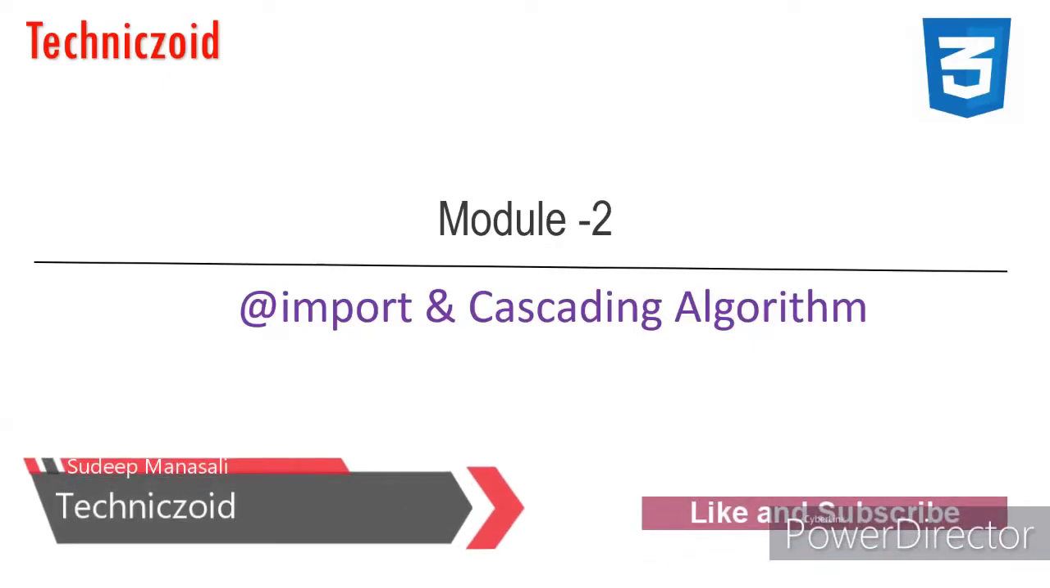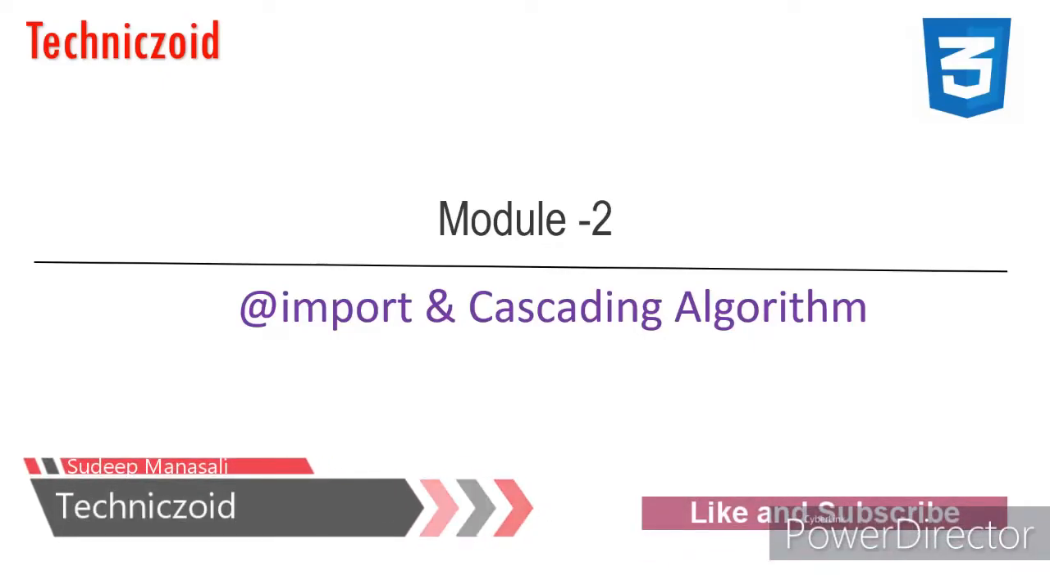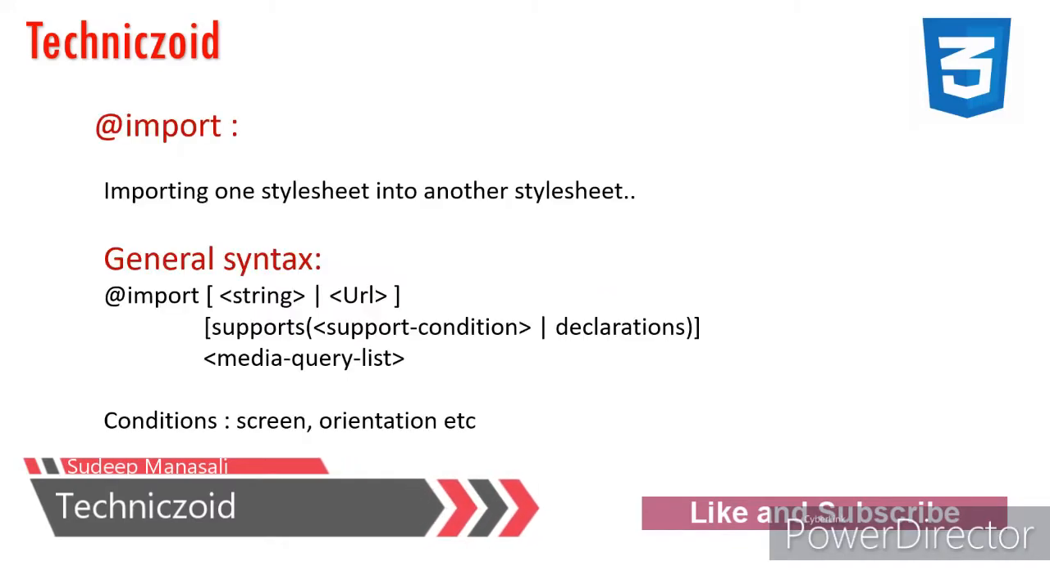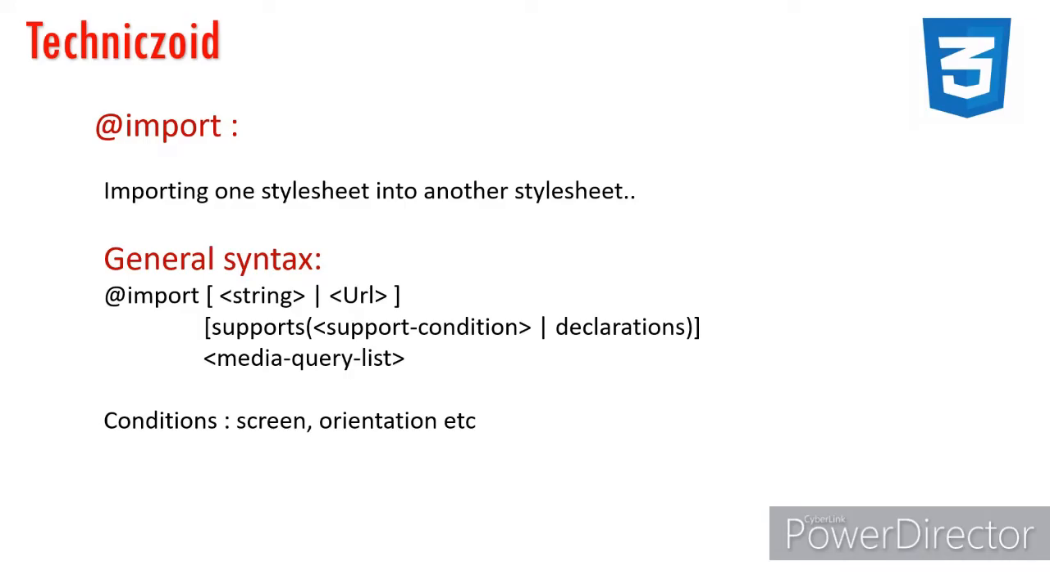Welcome back everyone. In this video we will discuss the @import rule and also the cascading algorithm in CSS. Previously we discussed the three ways of inserting CSS into an HTML document. With the help of the @import rule we can import one style sheet into another style sheet. The general syntax we follow is @import, and it also has several properties like string and URL.